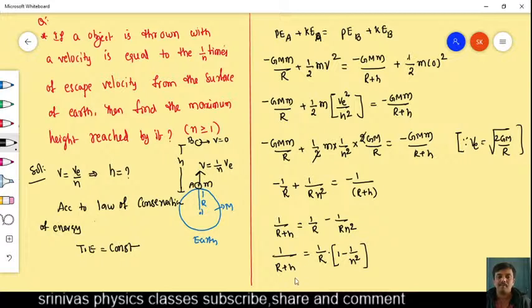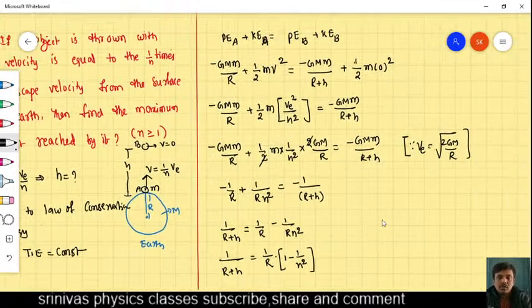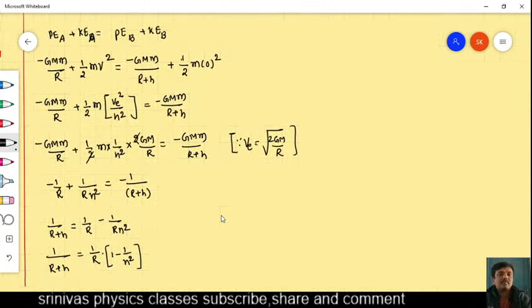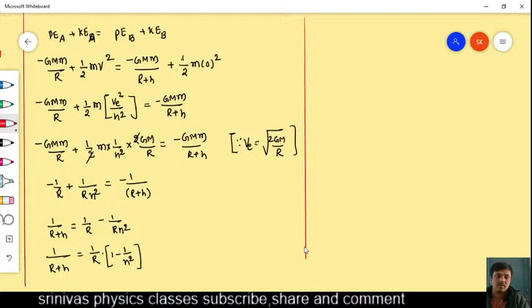Now we have to simplify it. What height will it go? Now is it clear, students? Right, let us go for it. Okay, Nandini. Right, next we have to simplify it.